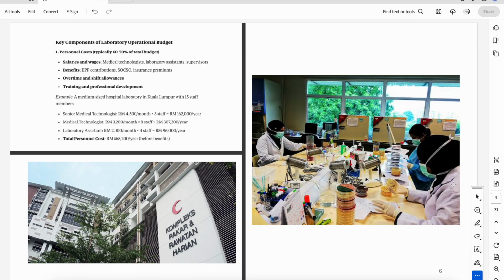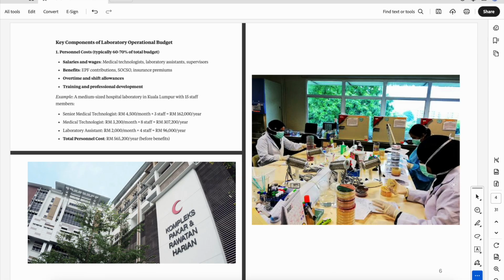This includes several subcategories. Salaries and wages for medical technologists, laboratory assistants, and supervisors form the core of personnel costs. Benefits include EPF contribution, SOCSO, and insurance premiums. These are often overlooked by new managers but represent significant costs. Overtime and shift allowances are necessary for 24-hour laboratory operations, especially in hospital settings. Training and professional development investments are crucial for maintaining competency and meeting continuing education requirements.